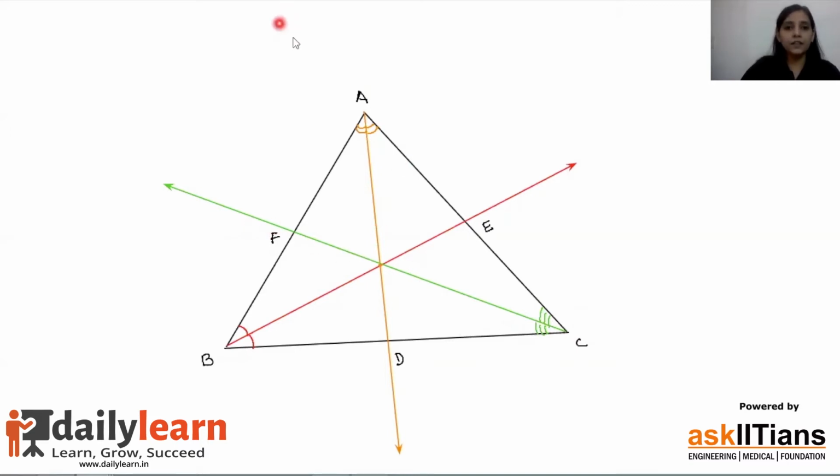Here we see that the angle bisectors BE, AD, and CF meet at a point. This point is known as the incenter of a triangle, and it is denoted by the symbol I. Now, there is one very important thing: the incenter of a triangle always lies inside the triangle.